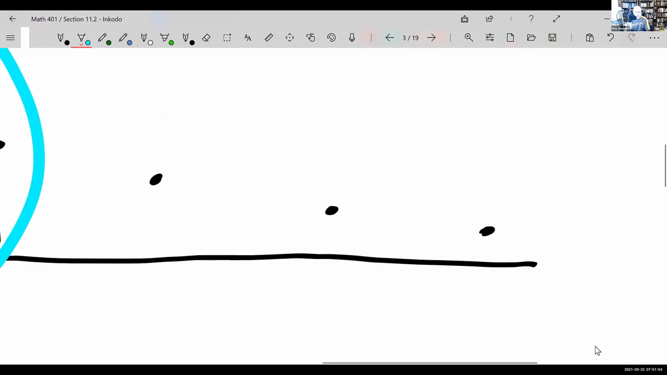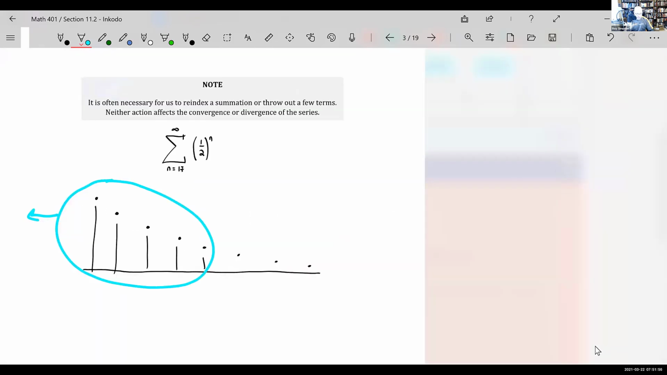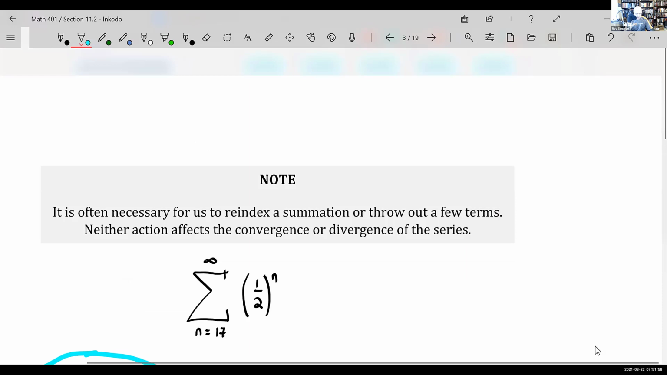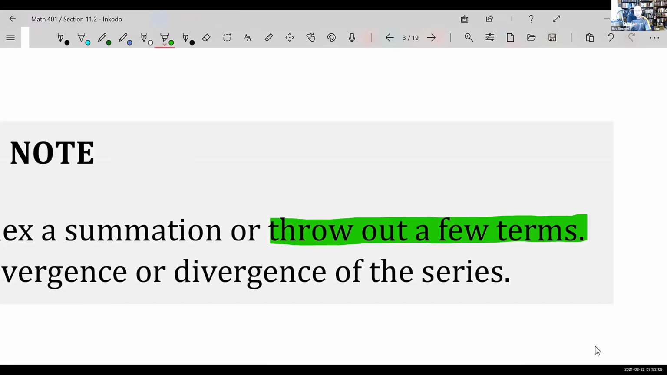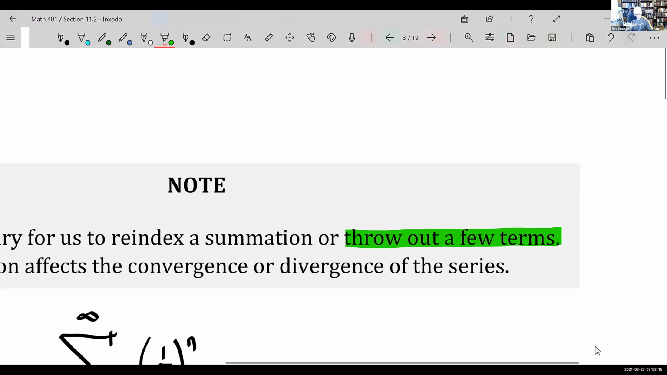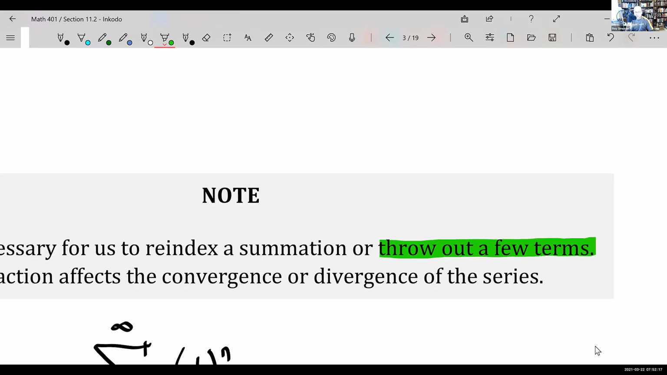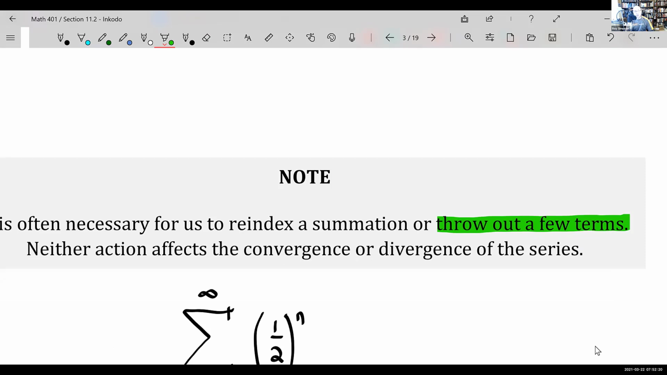And that's the point. With series, and I'm kind of addressing the second statement here, you can always throw out a few terms. That's totally okay. You could throw out a few terms and it does not affect the convergence or divergence. So neither action affects the convergence or divergence of the series. If I threw out the first 1,000 terms, if the series was convergent to begin with, it still is convergent.